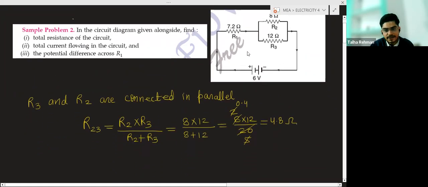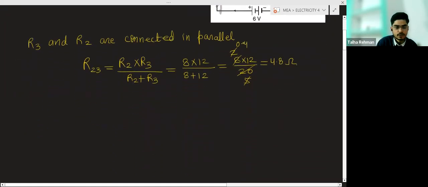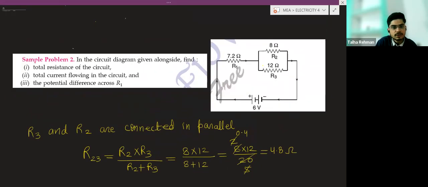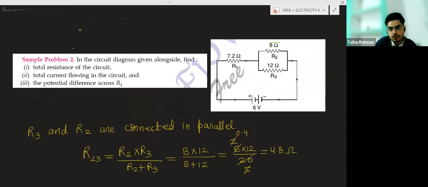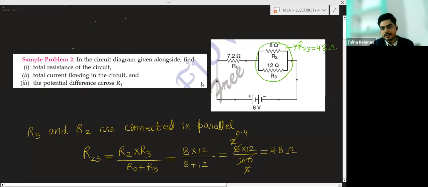Now you can say that this whole combination has a resistance of R23, and that is equal to 4.8 ohm. So now see this as one resistance of 4.8 ohm. This 4.8 ohm is connected in series with R1.